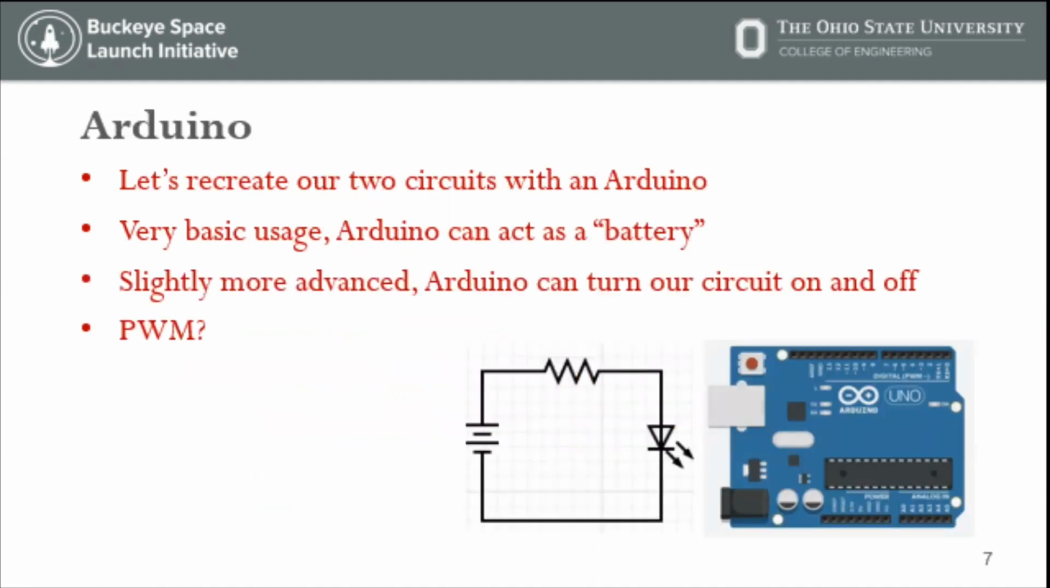So we're going to recreate this circuit, maybe without the photodiode, or we can use the photodiode with an Arduino. We're going to start with a very basic usage. So I'm going to get rid of these things. I'm actually going to go to starters, Arduino. Let's go with fade.